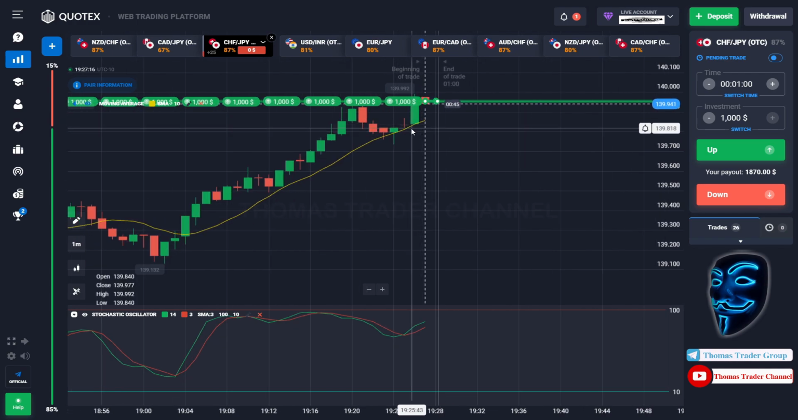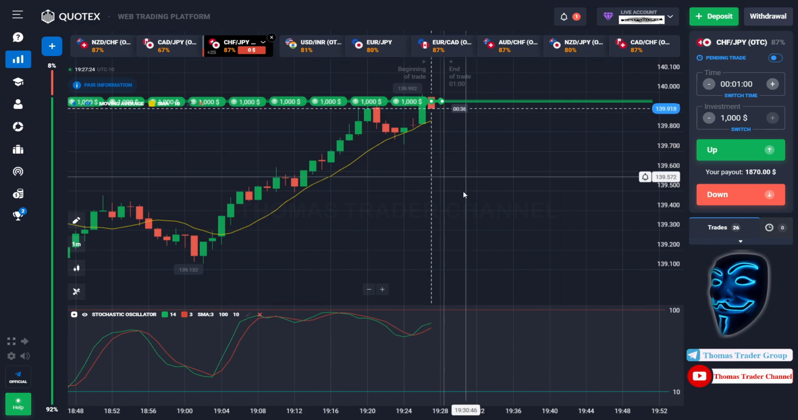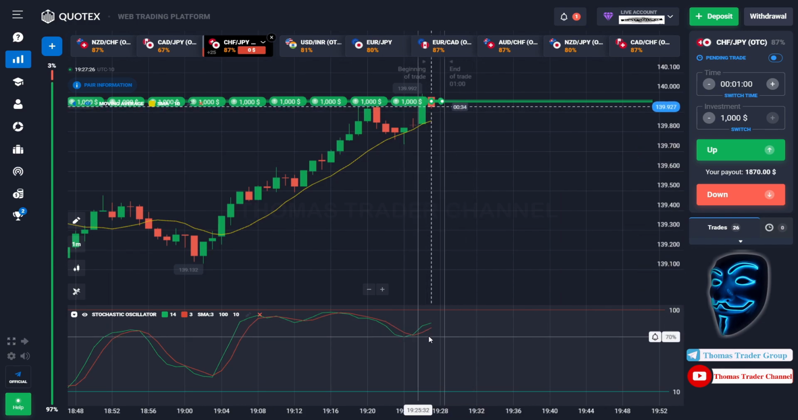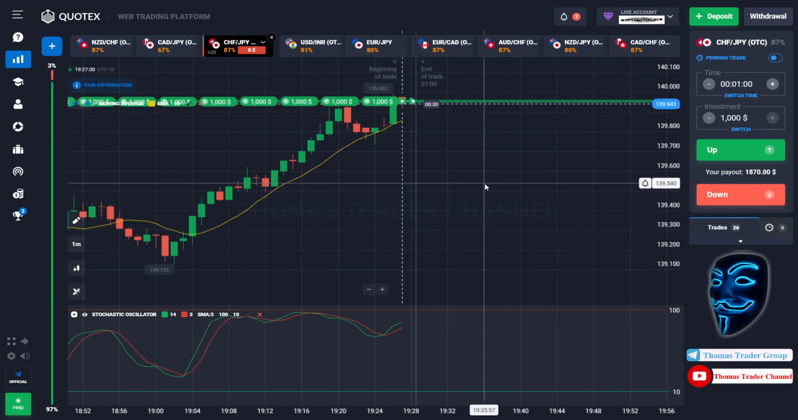As you can see, the market has just made a rebound on the moving average line, and there is a long bullish Marubozu candle, which means that this is a strong bullish trend, and the stochastic oscillator is also facing the bullish trend. I'm sure that the market will still continue the bullish trend. Let's prove it, and let's wait till the end of our trade.